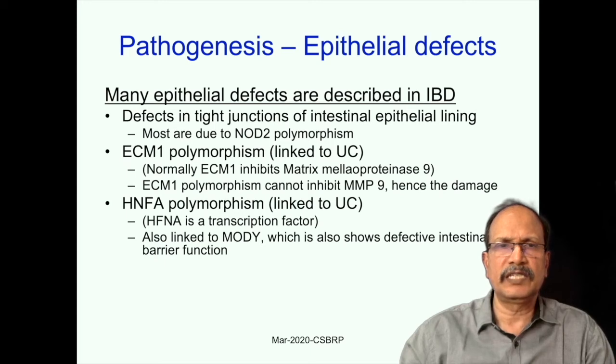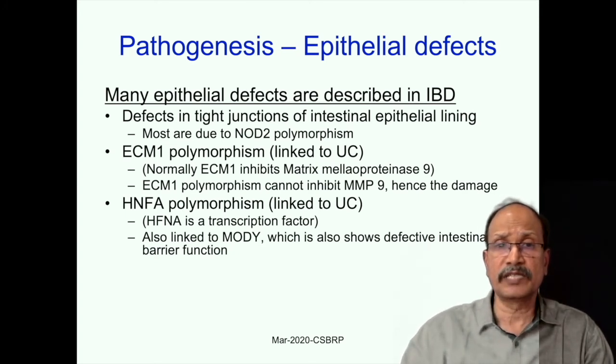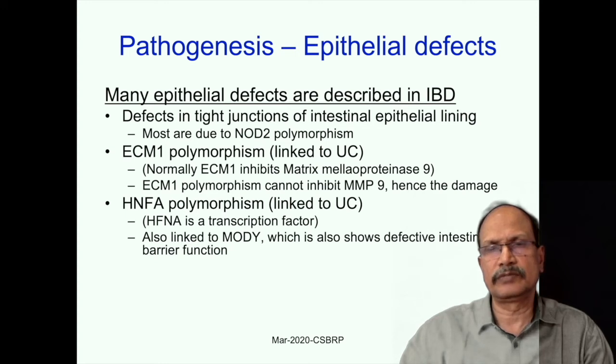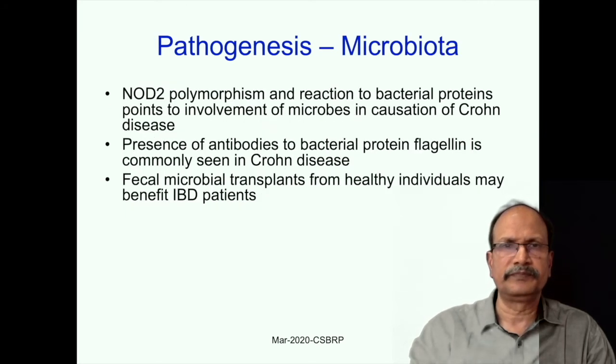And another gene is HNF4A polymorphism, which is again linked to ulcerative colitis. An interesting point regarding this HNF4A is its association with MODY, that is maturity onset diabetes in the young. In this disease the patient also shows, in addition to the diabetes, a defective intestinal barrier. So this is an interesting point with respect to this HNF4A.